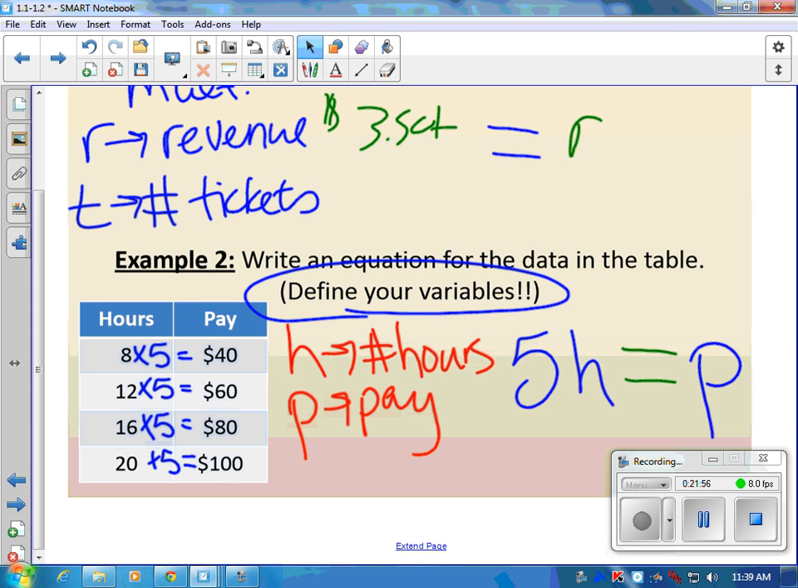Questions about either of those? We need to look at words and be able to write an equation. We need to look at tables and be able to write an equation. Look for patterns.